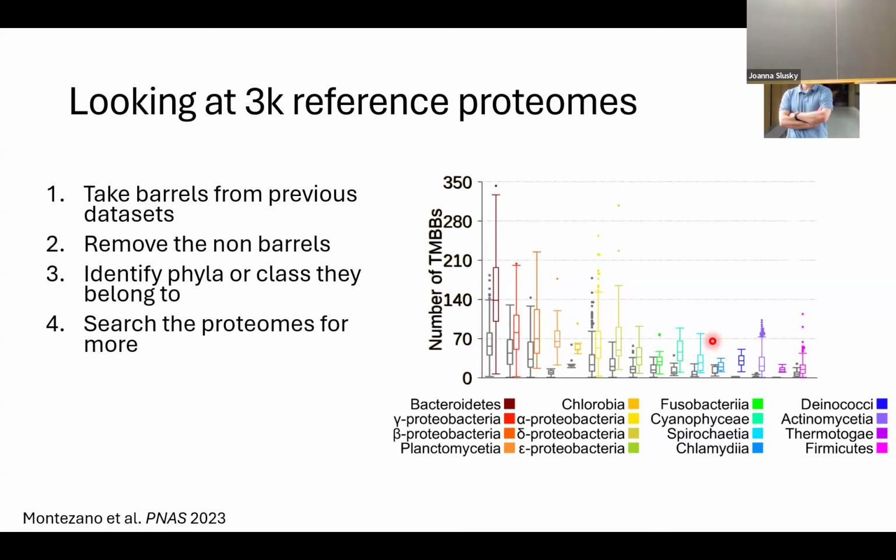If you replot this by fraction of the proteome, would it level out, or is it still the same? No, that's in the paper, but I don't have it right here, but it's the same. Bacteroidetes has between 2 and 3% of the proteome.